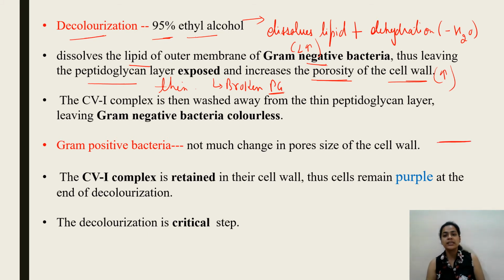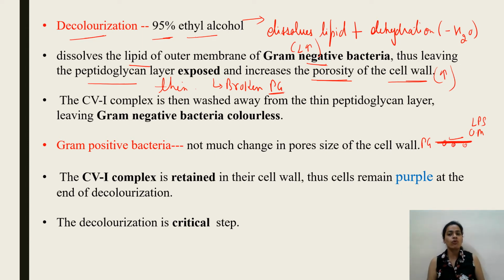You can see here, in the case of the gram negative bacteria, we have a very thin peptidoglycan layer and the outer membrane. So the lipid part of the outer membrane, that is the LPS, will be dissolved by this ethyl alcohol, and once it is dissolved, what will happen? The peptidoglycan layer is now exposed, and because it is a very thin layer, due to the dehydration, even this will get broken up, or reduce in size, and there will be pore creation within the peptidoglycan layer.